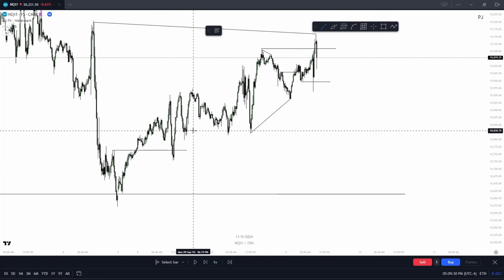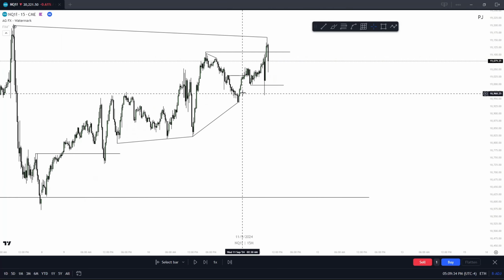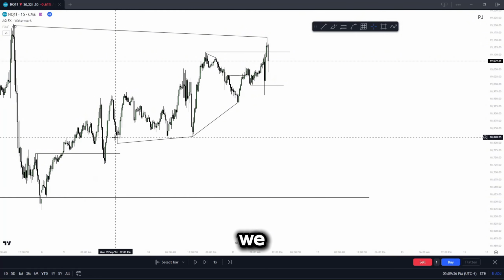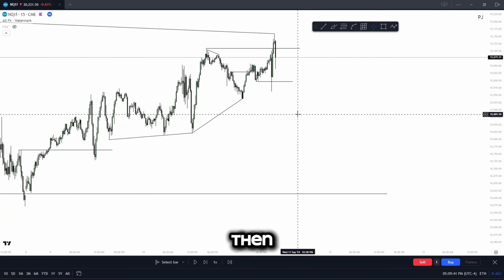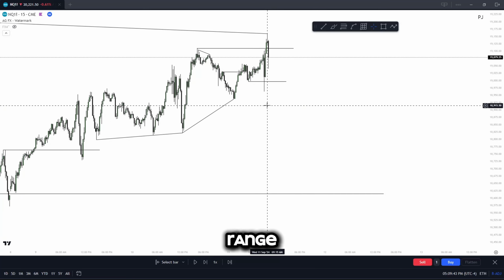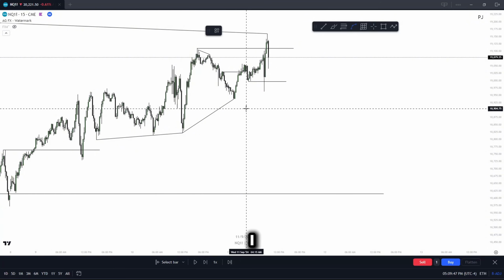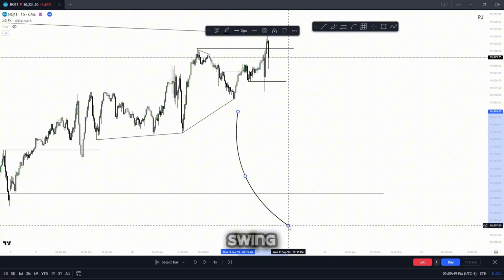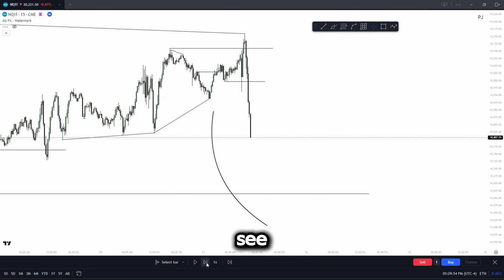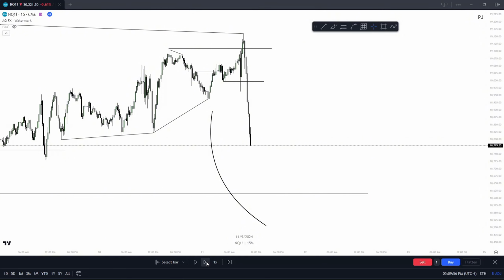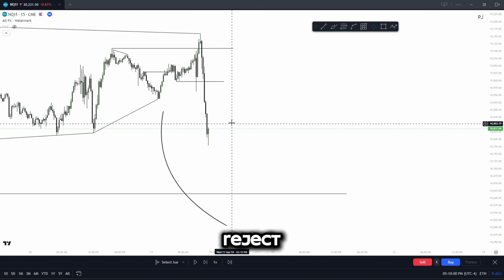We've now built up these 3 equal lows, which I could understand if we shot lower, manipulated these lows, and then continued back inside of the range. Now that we've come into 9:30, I could see it as a Judas swing higher. Let's see how we move. We move past the lows and reject afterwards.